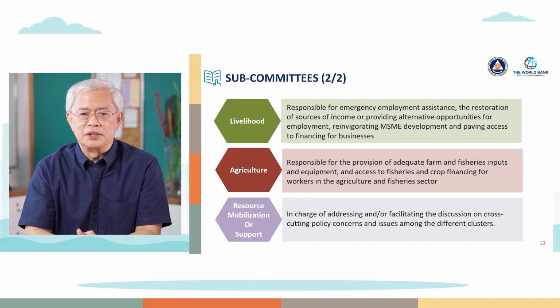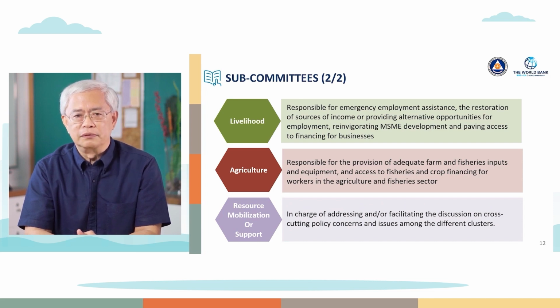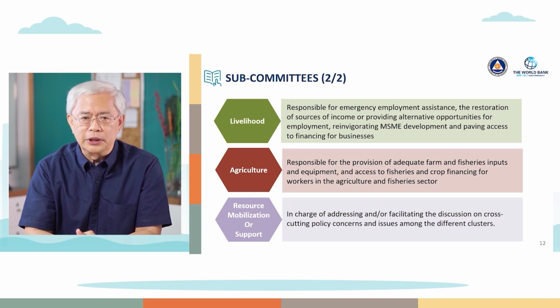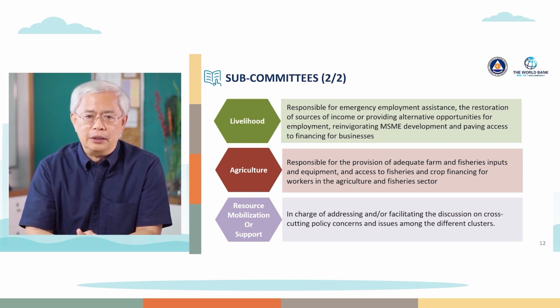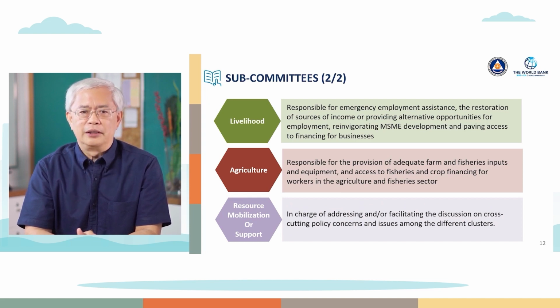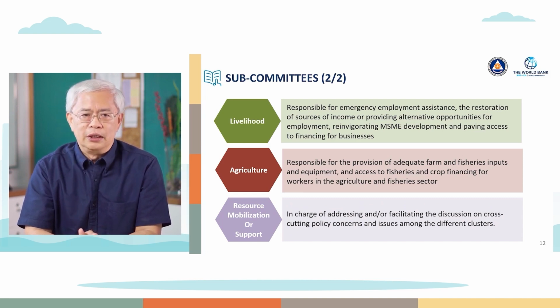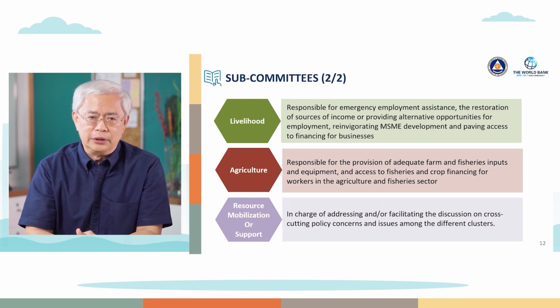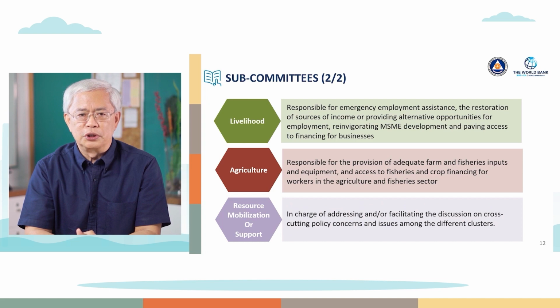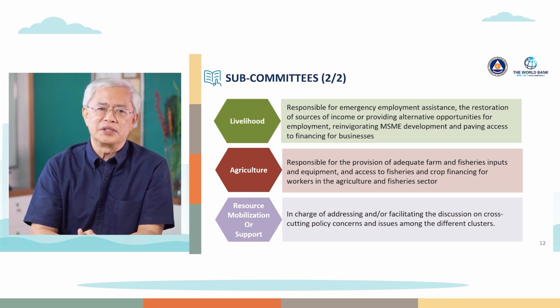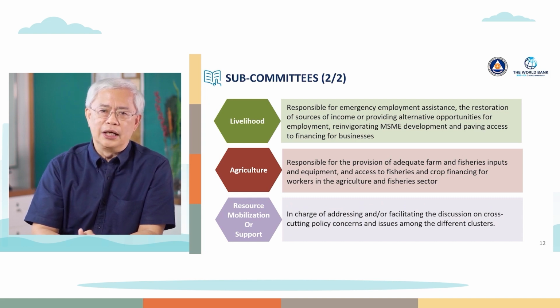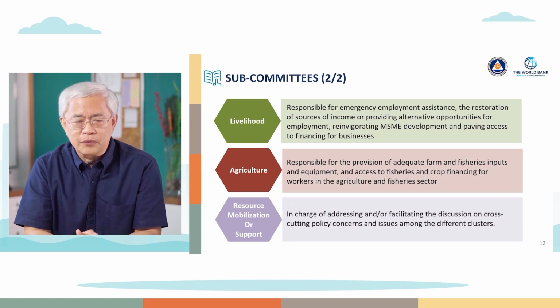Next is the Livelihood Subcommittee, responsible for emergency employment assistance, restoration of the source of income, or provision of alternative opportunities for employment, reinvigorating the medium and small-scale enterprises, and the development of and paving access to financing to restart the economy. The next one is agriculture, which is responsible for the provision of adequate farm and fisheries inputs and equipment and access to fisheries and crop financing for workers in the agriculture and fisheries sector.